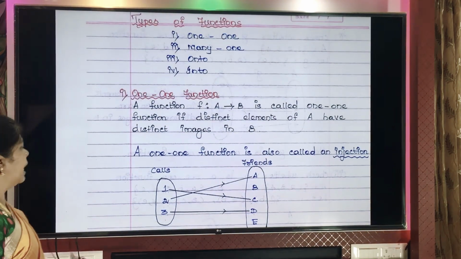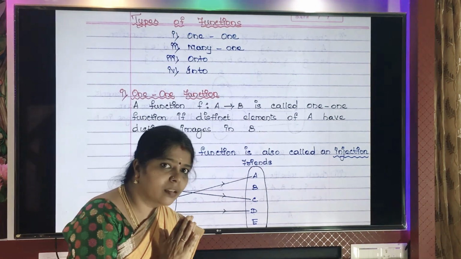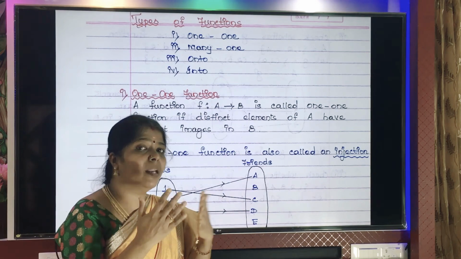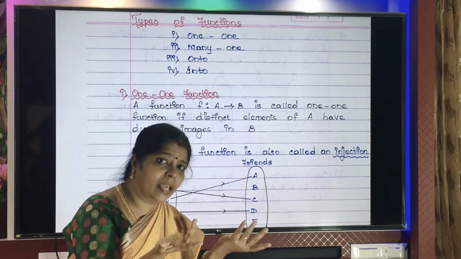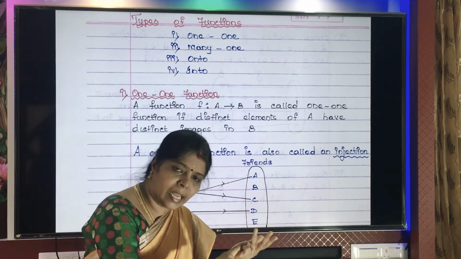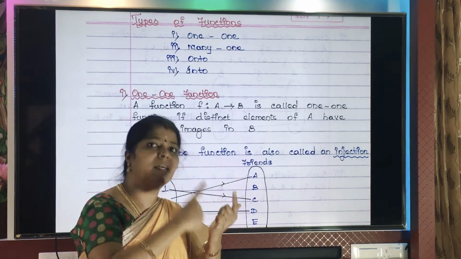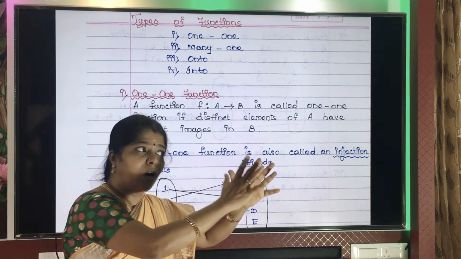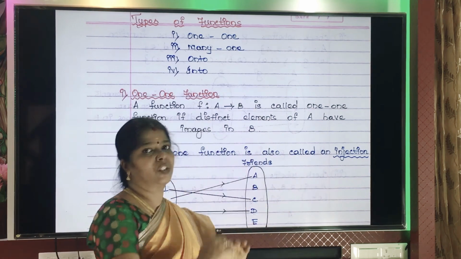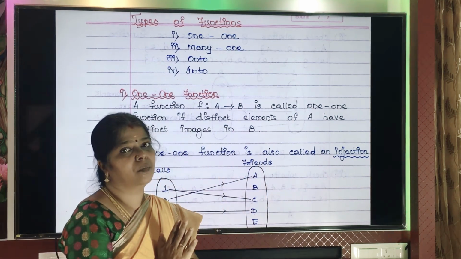Children, we all have seen how to represent a function. In how many ways have we seen? 4 ways. What were they? An arrow diagram, a table form, a set of ordered pairs and the graphical way. That was how to represent a function.